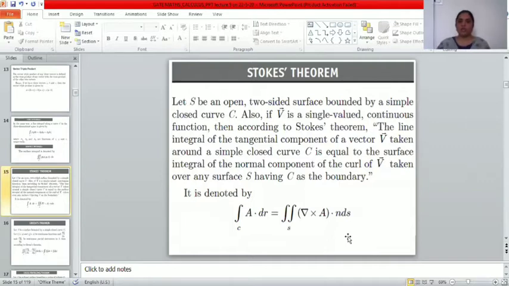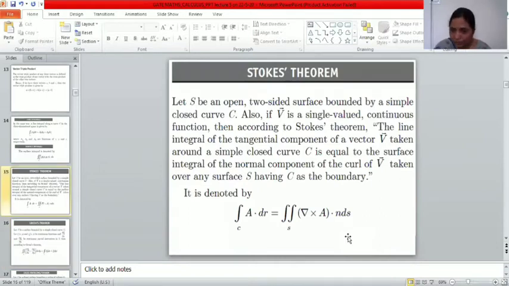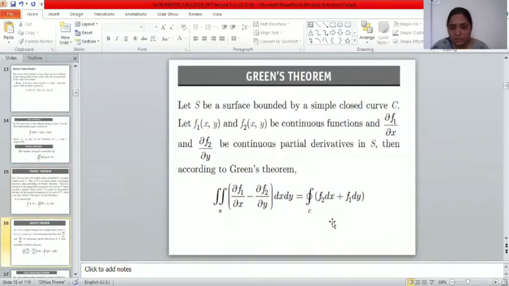Remember Stokes theorem: the line integral of A bar dot dr bar is equal to the double integration of del cross A bar dot n cap dS. Next, Green's theorem. I think you have studied this as integration of M dx plus N dy. This is a combination of line integral and surface integral, like Stokes theorem.